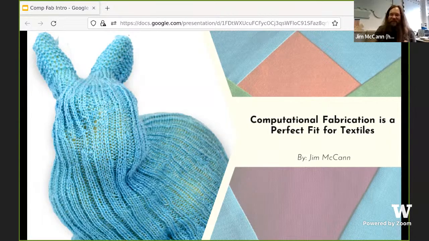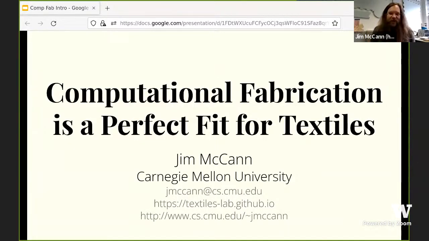Okay, thanks for that excellent intro. I'm going to get started talking about how computational fabrication is a perfect fit for textiles. And I figured what better way to start this thing off by trying to justify why this is the most interesting place to do computational fabrication. As the introduction already said, I'm Jim McCann, and you should, of course, feel free to get in touch with me. My details are here and will be on the last slide.